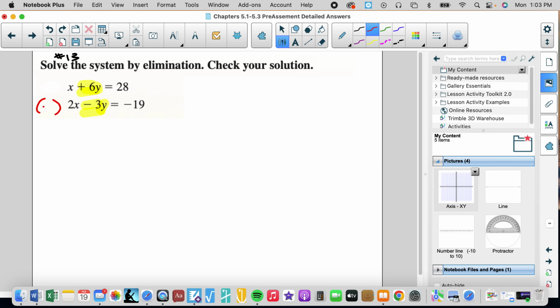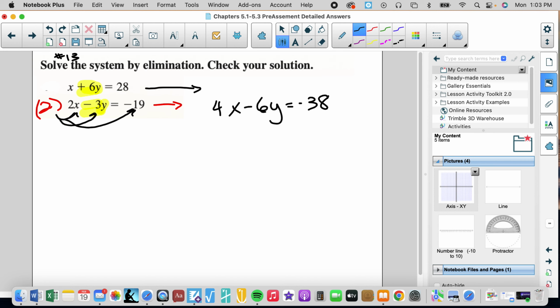I can write an equivalent equation, not negative 2, Mr. Mac, positive 2. If I multiply that entire equation by positive 2, I get 4x minus 6y equals negative 38. Make sure you multiply all three terms. That's where you're going to make your mistake. And then I'm going to bring this equation down. I don't have to manipulate it at all, because now we notice, looking at our columns, our y's are going to cancel.